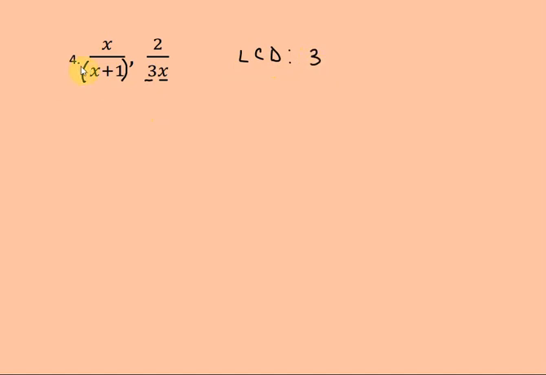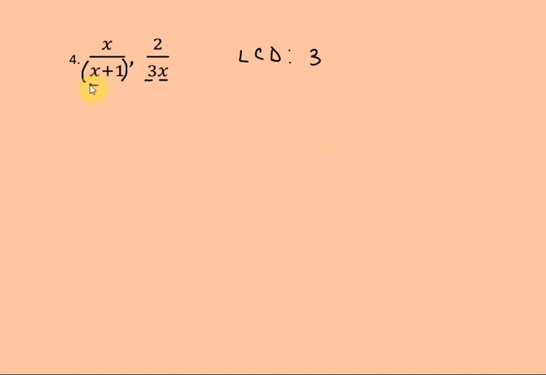If, for example, this first term had, say, 5 times x plus 1, then I would need to find the smallest multiple that 5 and 3 have in common. But there's not a number in this other denominator, so I'm going to use the only number that I have, which is 3. All right, so then I'm going to look at my variables.